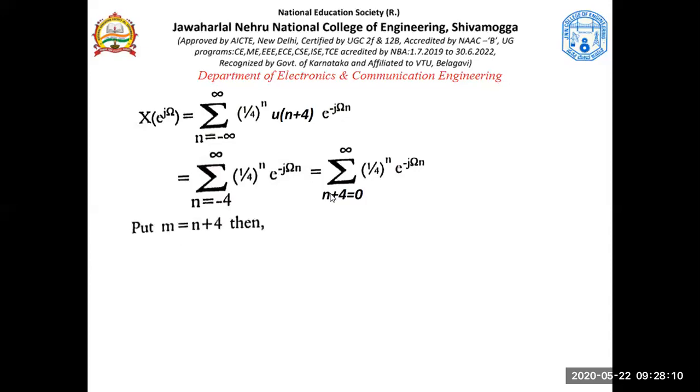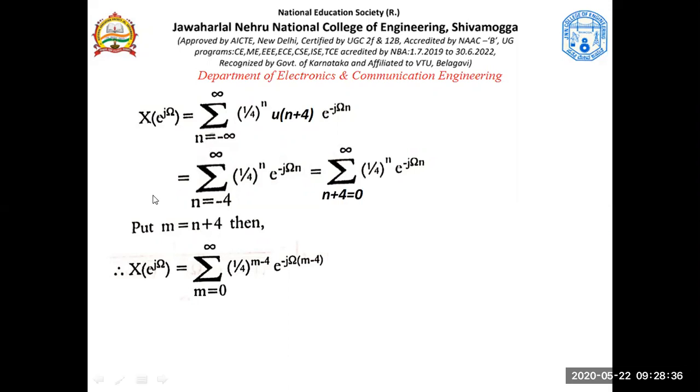When n plus 4 is m, what is n? N would be m minus 4. So wherever n is there, we substitute m minus 4, and wherever n plus 4 is there, that would become m. So we have tried to bring this to the standard summation form, that is 0 to infinity.